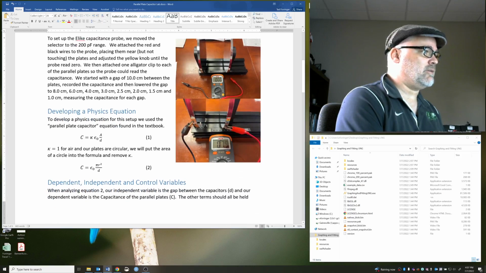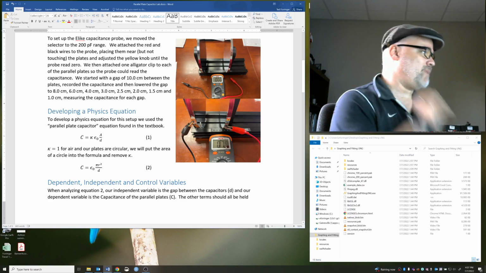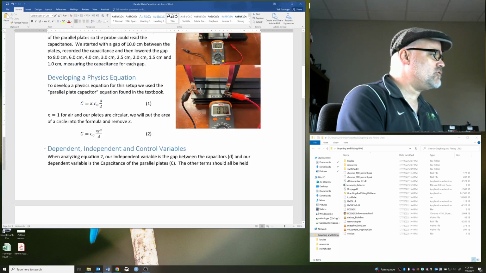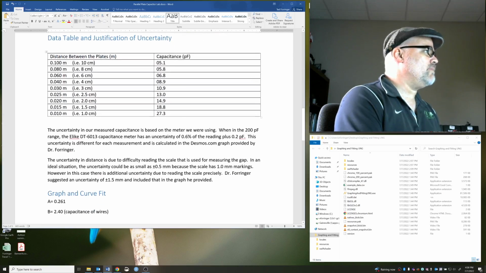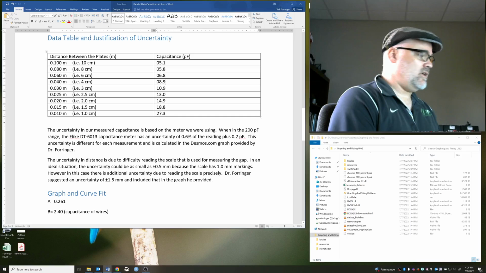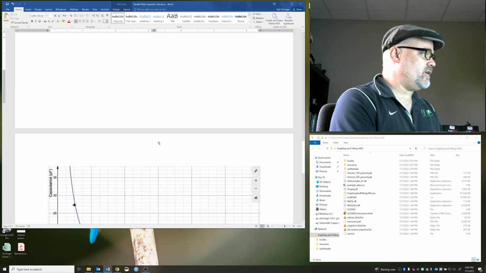When we connect the capacitance probe to the plates, we can measure the capacitance in picofarads. And the students collected data for a bunch of different gaps between the plates, and they measured the capacitance for each one of those gaps. So then they're supposed to graph the data, which is what we come to here.